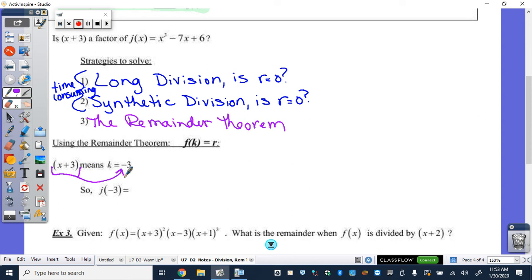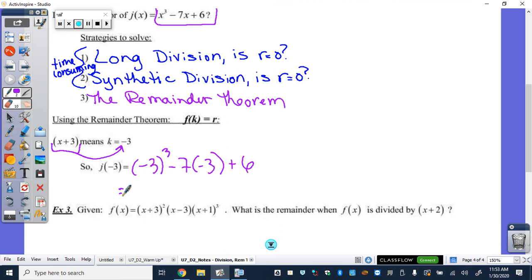So again, we're using this function here. So we'll plug negative 3 in for x. So negative 3 cubed minus 7 times negative 3 plus 6. We'll combine everything up, simplify that up, and see what we get. Negative 3 cubed would be negative 27 plus 21 plus 6. So that gives us a 0.